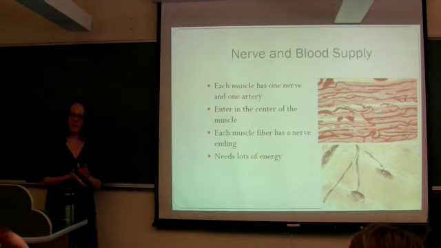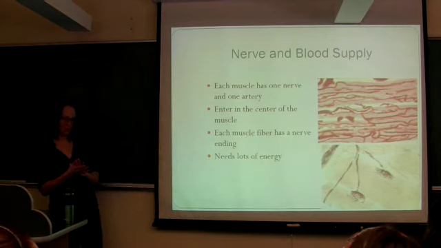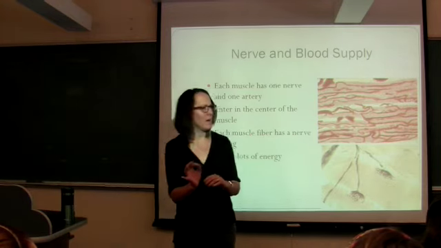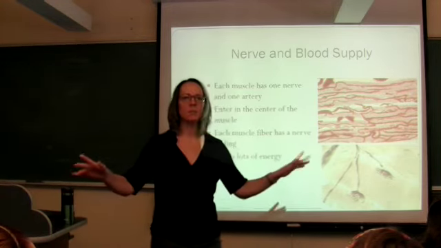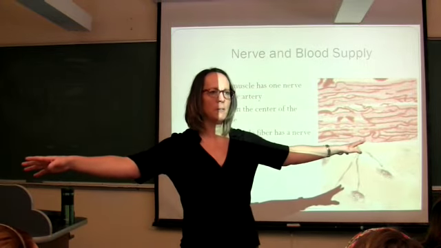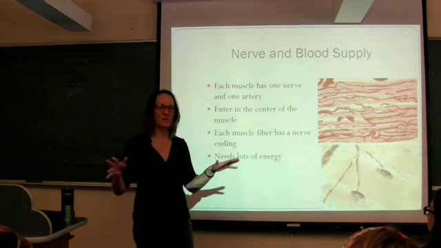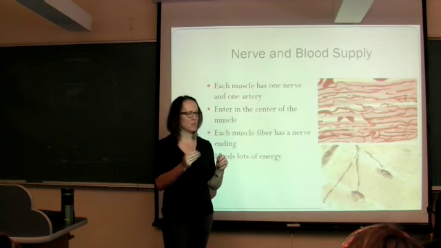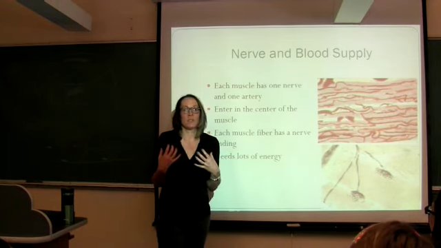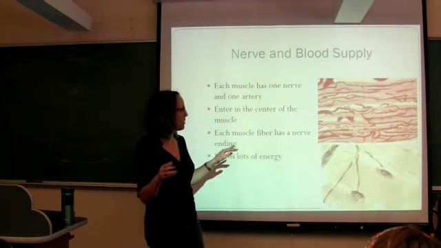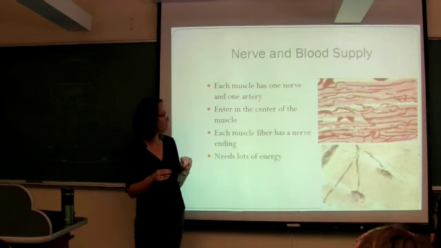So, nerve and blood supply: each muscle has one nerve and one artery. Once it enters, it splits and splits and splits to get through that whole muscle. Different muscles will have different amounts of splits. Finer muscles will have more. Bigger muscles, like our back muscles, will have less. But it will split down to those different muscle fibers.